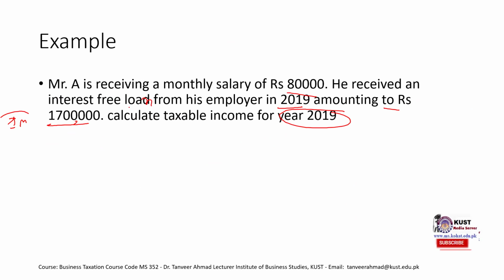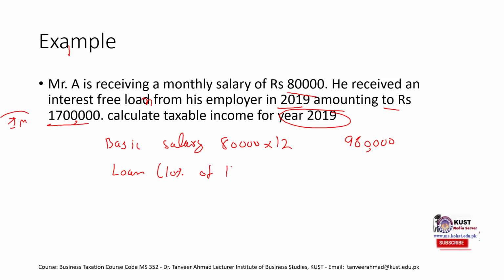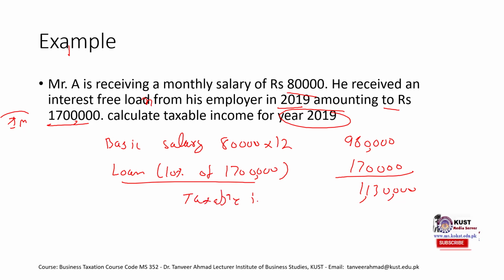So let's calculate the taxable income. So we have the basic salary, which is 80,000 rupees per month. So we would have 9,60,000 rupees. Then we would calculate the loan amount. So the loan is 17,00,000 and we would calculate 10% of 17,00,000, and this 10% would be 1,70,000, and the total amount would be 11,30,000. So this would be our taxable income, right?